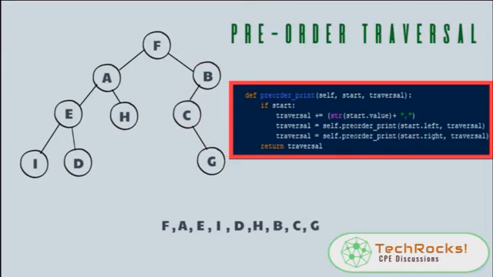As you can see in the code, in the method preorder_print, we have the condition if start. The first process to make is traversal equals traversal added by a string value, which is the root. Then traversal equals self.preorder_print(start.left, traversal), which is the left node. And for the right node, traversal equals self.preorder_print(start.right, traversal). You can see the full code later for better understanding.